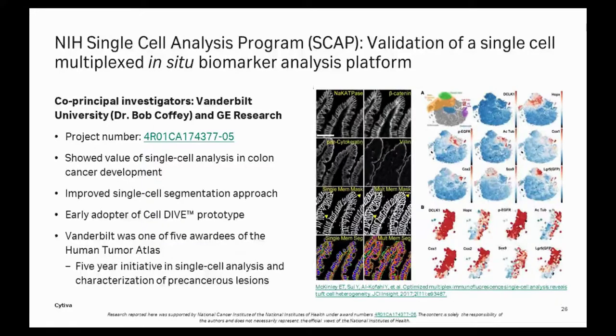And then more recently, they were one of the 5 awardees of the Human Tumor Atlas. So that was quite exciting to see that progress, from beginning to where they are today.